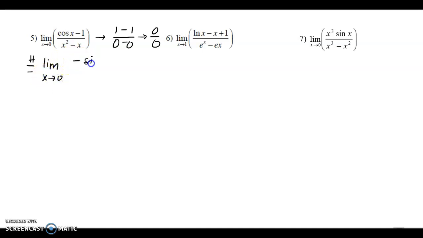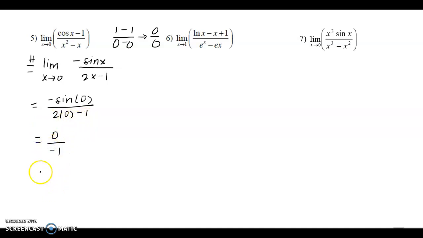So my derivative is negative sine of x in the numerator over 2x minus 1. So if I evaluate this at 0, I have negative sine of 0 over 2 times 0 minus 1. This is actually an okay way to leave your answer on the AP test, but you have to make sure that this doesn't give you an indeterminate form. So sine of 0 is 0, but the denominator is negative 1. And so 0 over negative 1 is 0. So I can stop there. That's my answer.